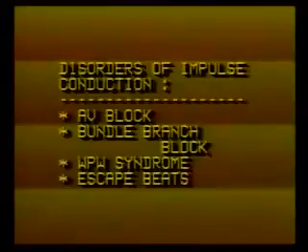Disorders in impulse conduction may result in partial or complete heart block or AV block, right and left bundle branch blocks, WPW syndrome, and sinus pause with escape beats. Now we shall study these arrhythmias in detail one by one.